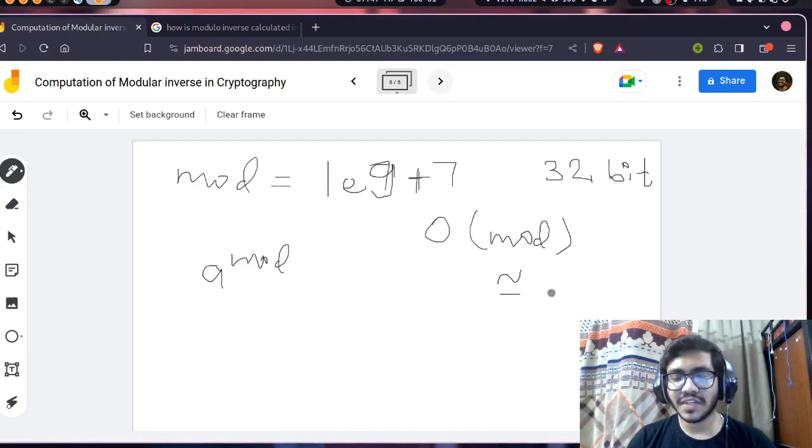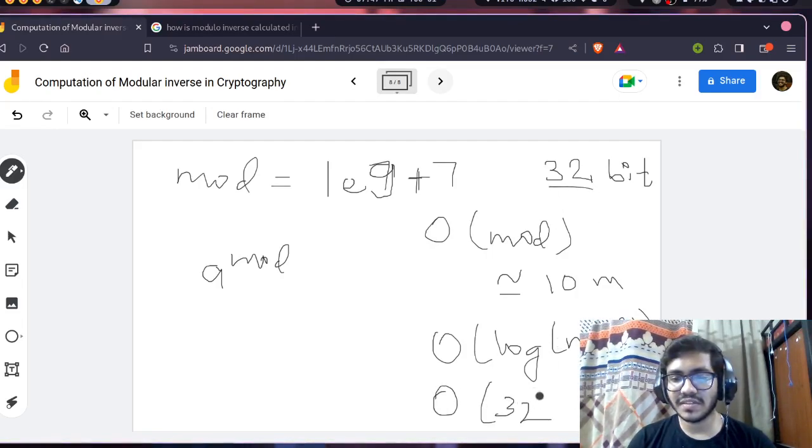this is something close to like 10 minutes or something. And doing the same in O log of mod, the log of mod will be something like, for the relative bits, O of 32, that is like instantly, like 1 millisecond, something like even less than that. So the computation difference is huge just by using binary exponentiation.